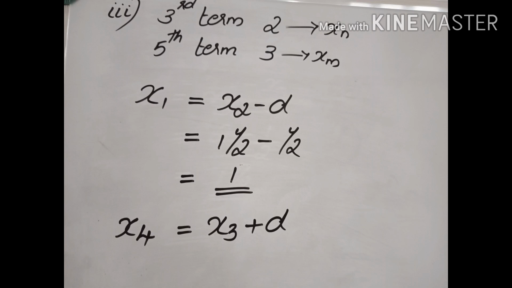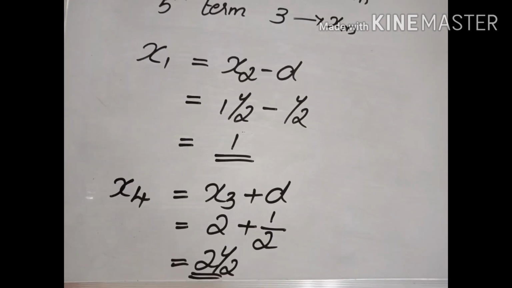Now the fourth term, x4 equal to x3 plus d. Moving forward we are adding. So x3 plus d, that is equal to 2 plus half. Third term is 2. So 2 plus half. 2 plus half is 2 and half.